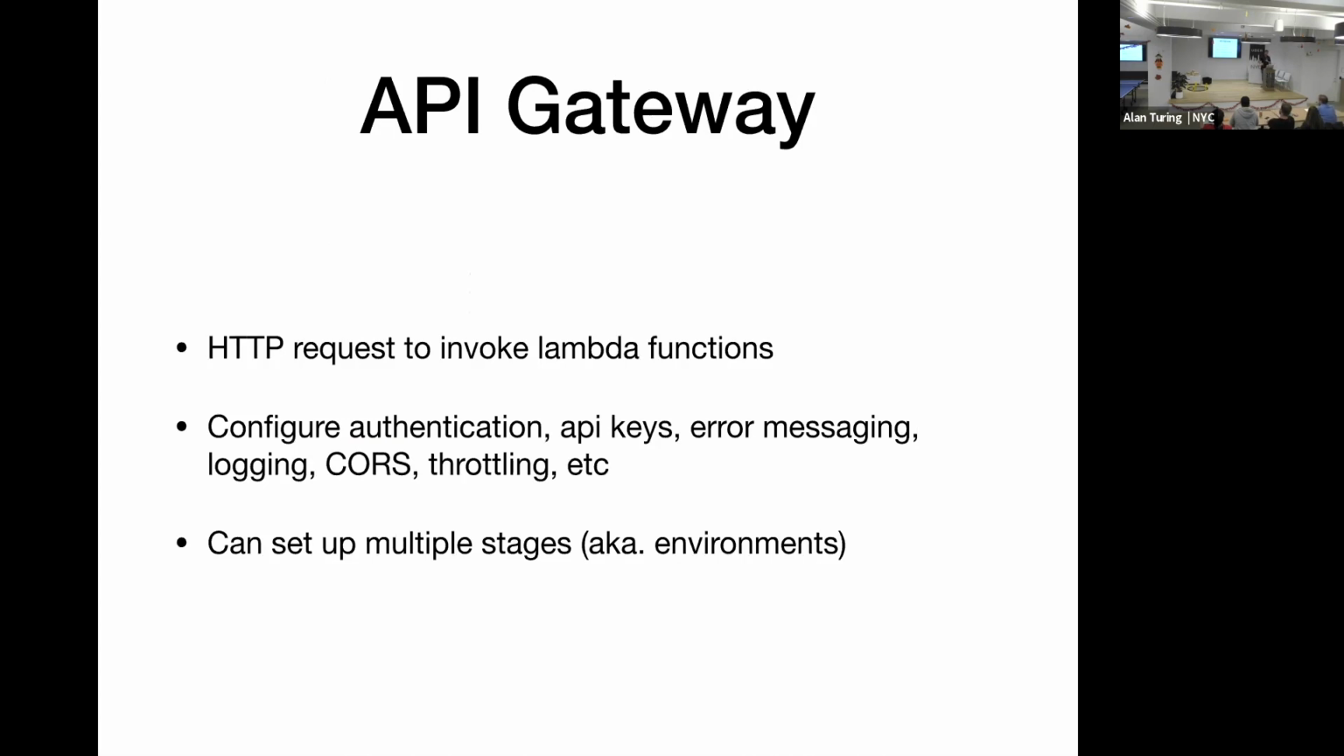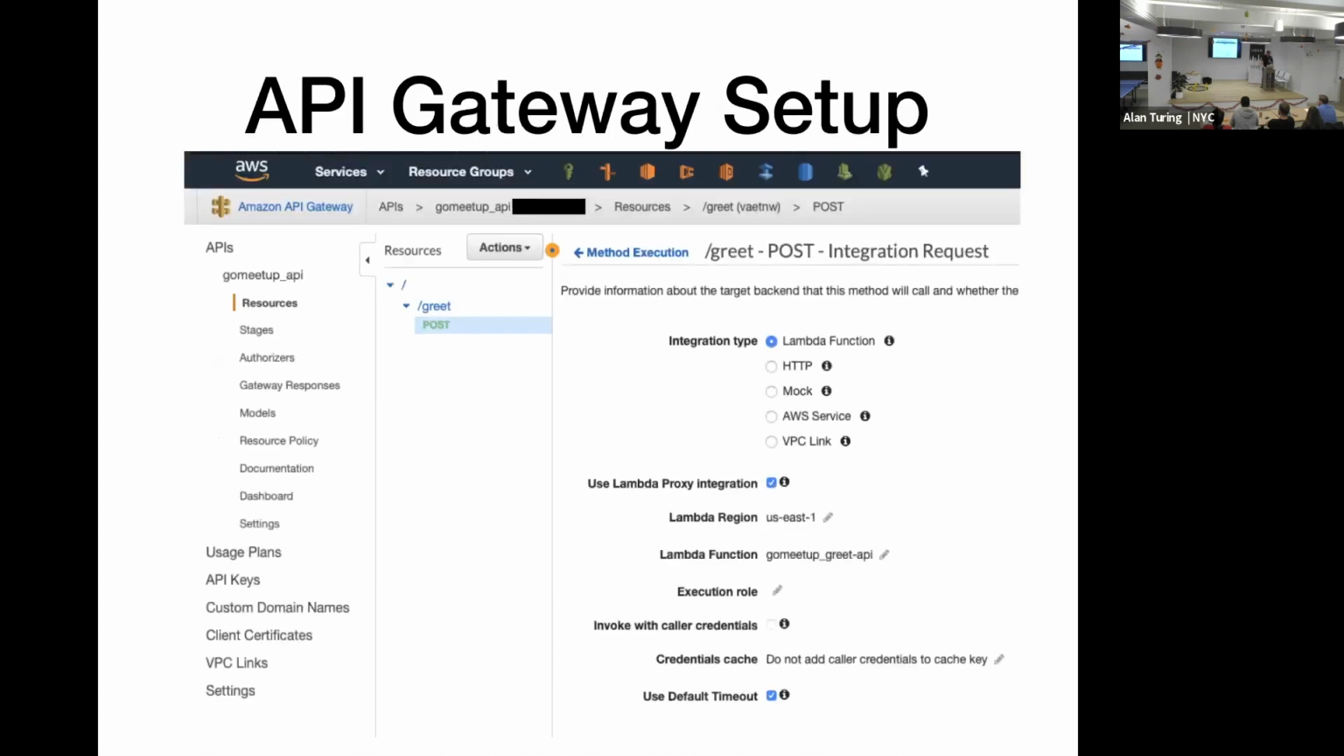That's where API Gateway comes in. You can use an HTTP request to trigger your Lambda function. API Gateway is a full AWS product, so you can do all sorts of things like authentication, API keys, error messaging. I won't really get into that as part of this talk. Something else that's interesting, you can set up multiple stages, which are like environments. So you can set up a production stage and a QA stage and things like that, and have different versions of your API and your Lambda functions.